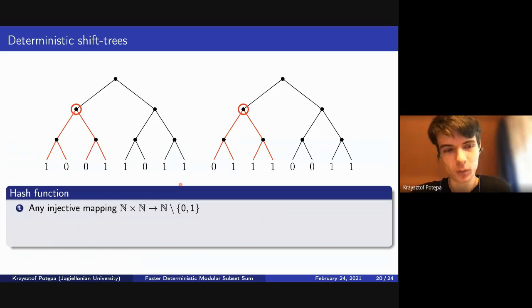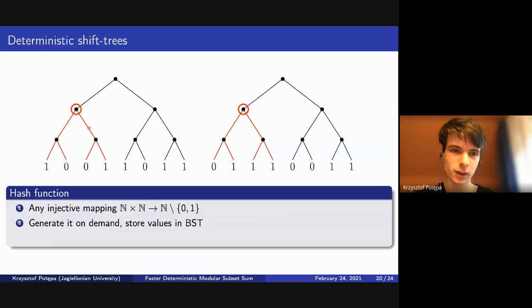So what we can do is replace the hash function with any injective function that maps hashes of children into hashes of parents. And we need to keep those values small. So we just generate this hash function on demand and store values in a BST. And that way we get an m log squared m time deterministic algorithm.